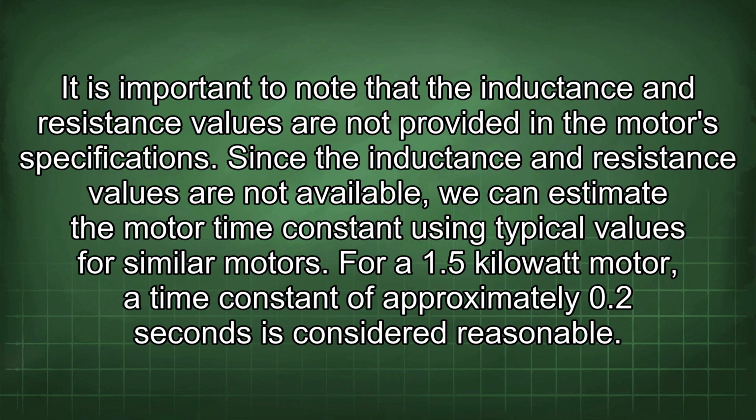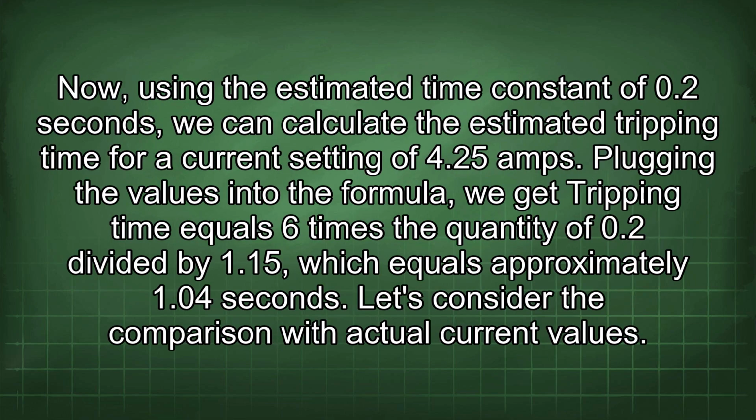Since the inductance and resistance values are not available, we can estimate the motor time constant using typical values for similar motors. For a 1.5 kilowatt motor, a time constant of approximately 0.2 seconds is considered reasonable. Now, using the estimated time constant of 0.2 seconds, we can calculate the estimated tripping time for a current setting of 4.25 amps. Plugging the values into the formula, we get tripping time equals 6 times the quantity of 0.2 divided by 1.15, which equals approximately 1.4 seconds.